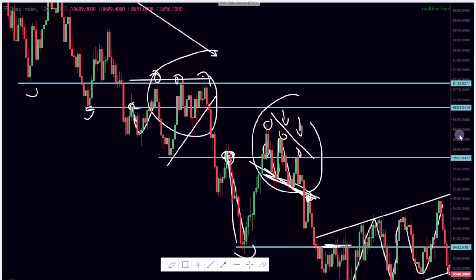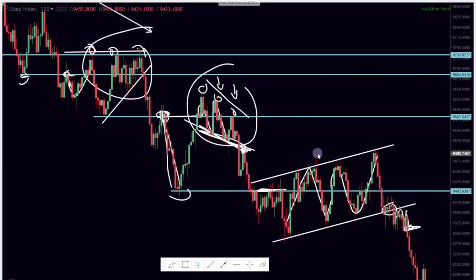This is a very, very profitable method that I use for the majority of my entries when it comes to synthetic indices. So I believe that if you apply this method, it's going to work for you.